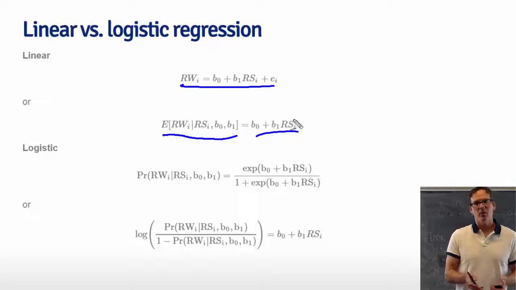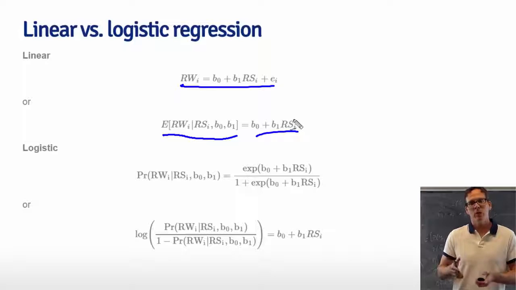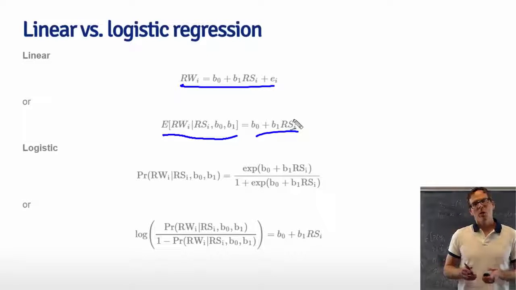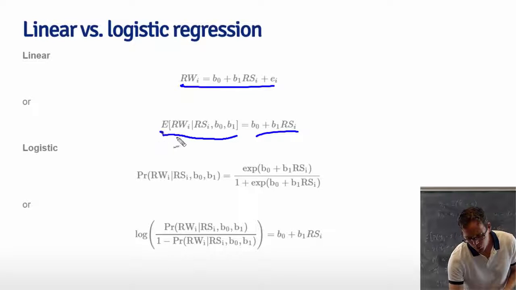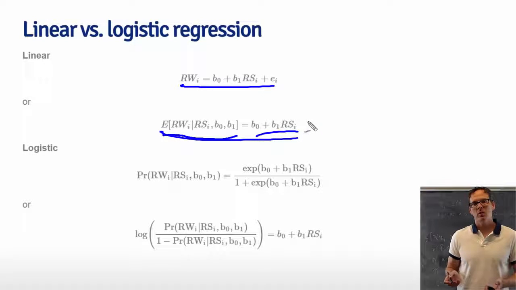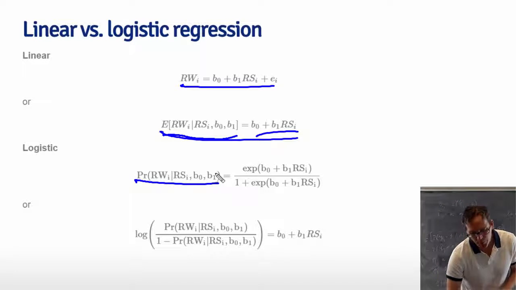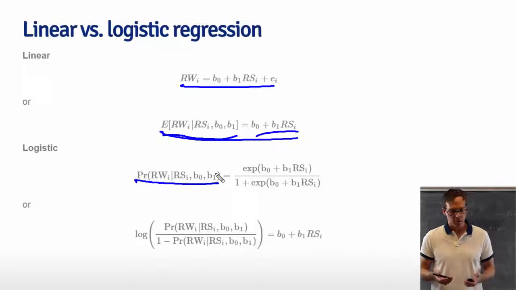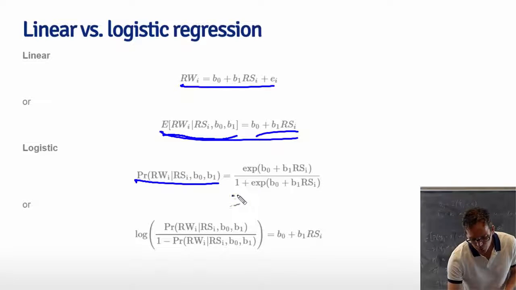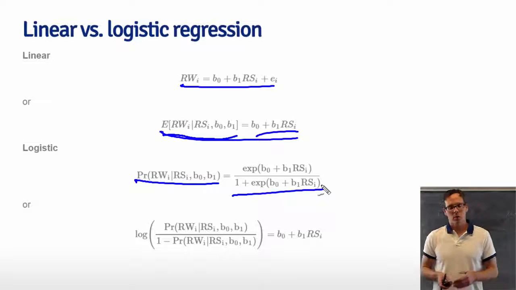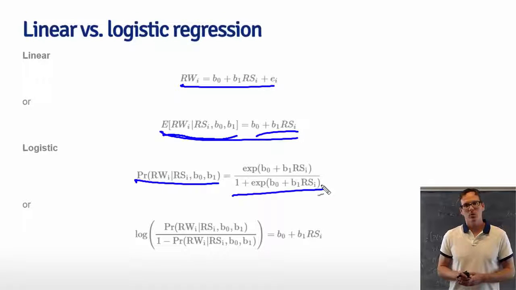The expected value of the outcome, in this case, is the expected value of a 0-1 random variable. The expected value of a 0-1 random variable is the probability. So the expected value of a fair coin is 0.5. So instead of modeling the expected value of the outcome directly on that scale, as in linear regression, why don't we model the expected value, which is the probability, with something like this: e to the linear regression over 1 plus e to the linear regression?